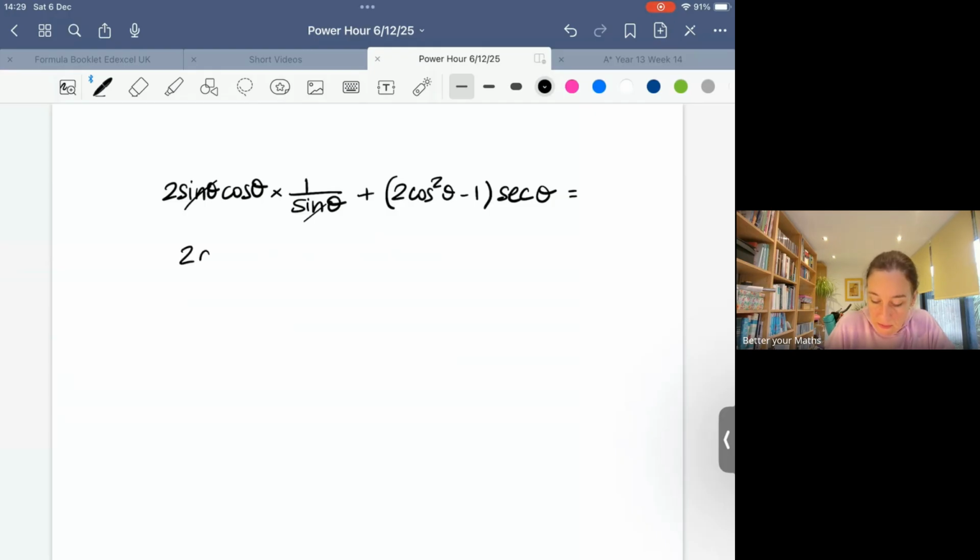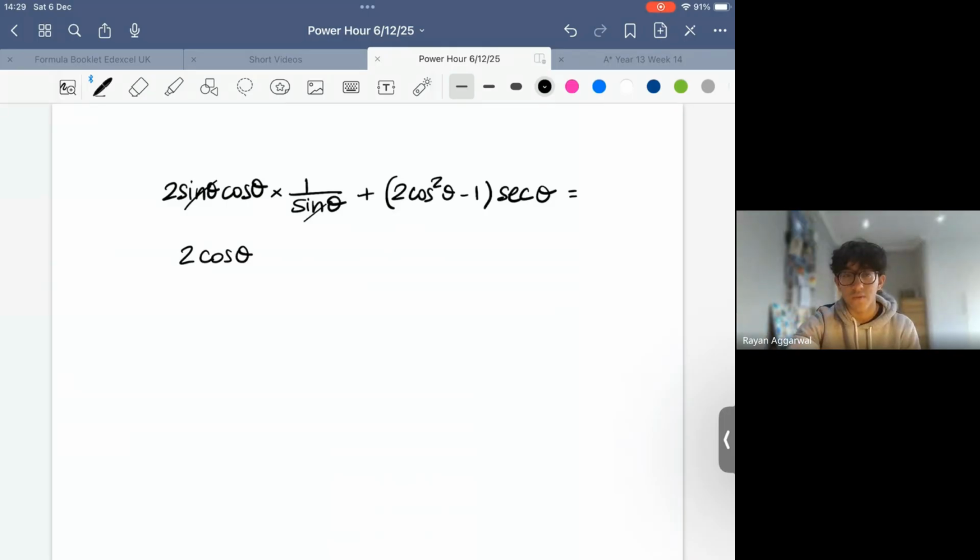So this could be 2 cos. Still, it's very far from what we need. Ryan, what would you do? If you turn the sec theta into 1 over cos theta, you can split. It becomes a fraction, and then you can split it.